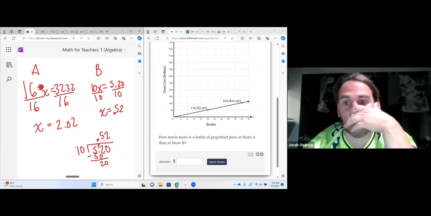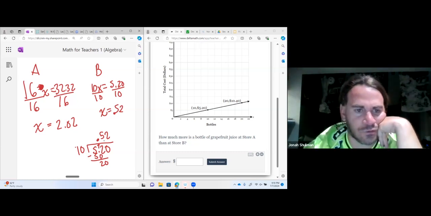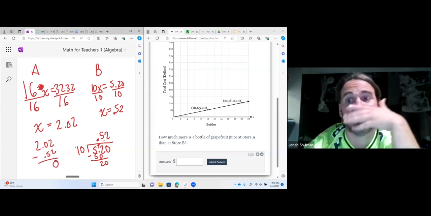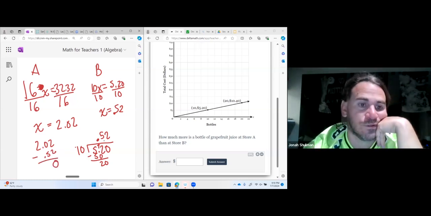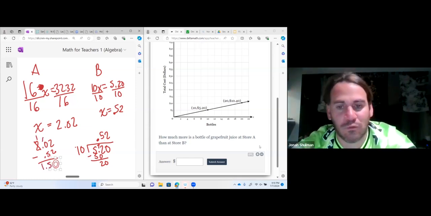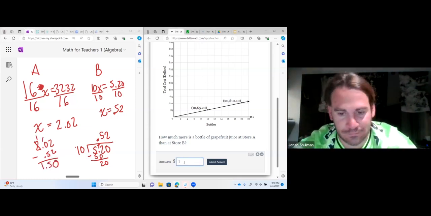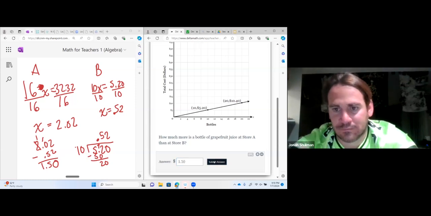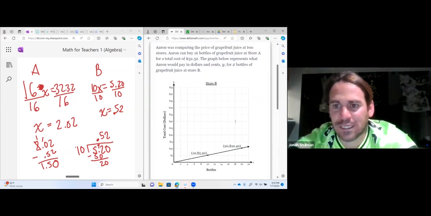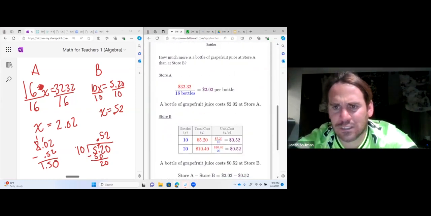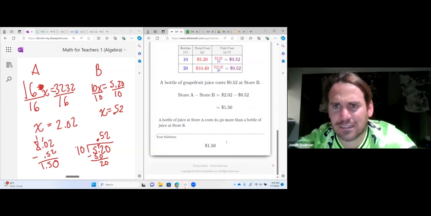So how much more is it at A? Well, $2.02 minus 52 cents. Damn, that is some cheap grapefruit. It's $1.50 cheaper. Wild. We did it. Oh, they did division too. I like it.